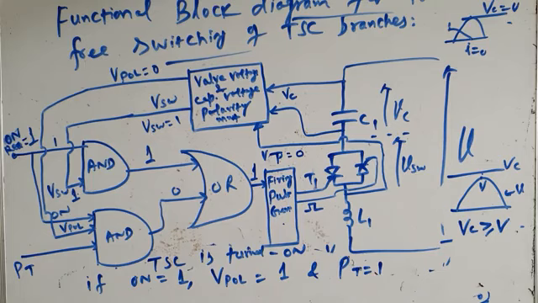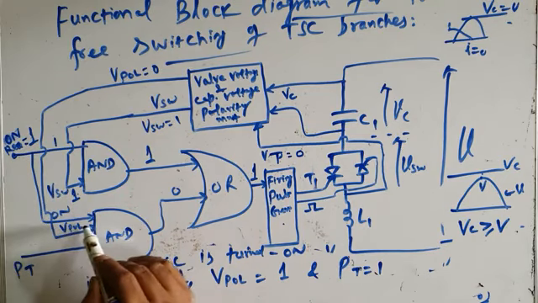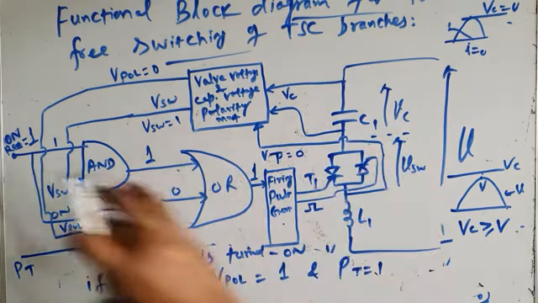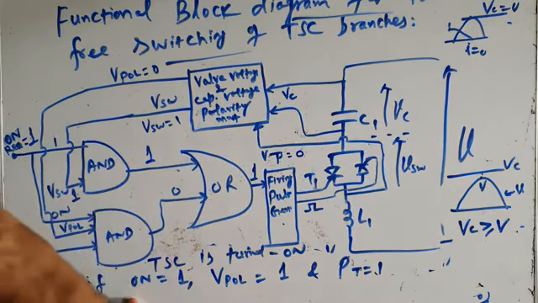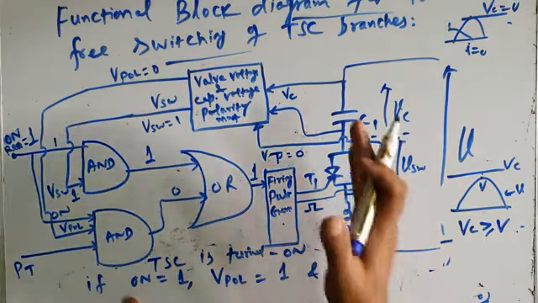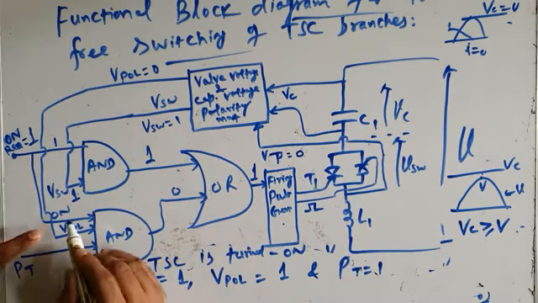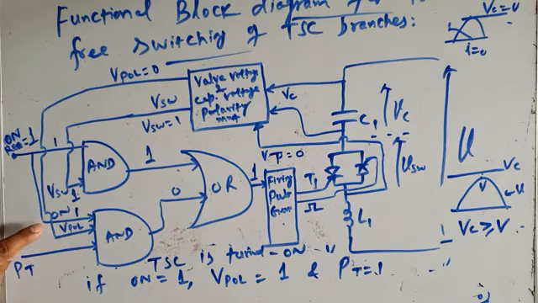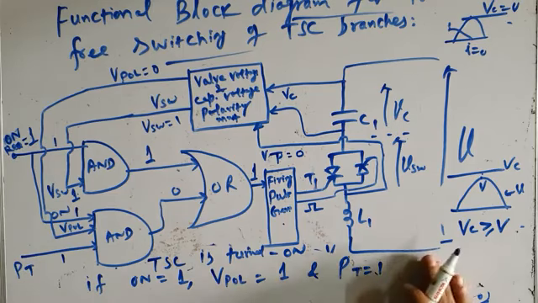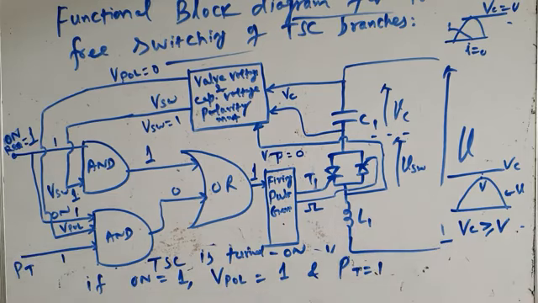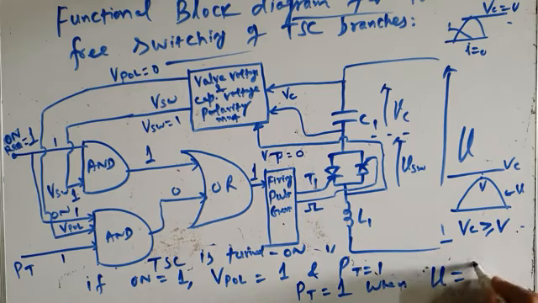Okay. Now on request is already 1. That means there is a request from the other block that please turn on this switch in this TSC branch for reactive power compensation. So the first signal on is 1. So this input is 1. Then the second input VPOL, third input PT should also be equal to 1. PT equal to 1 means that the applied voltage has reached its peak. So PT is equal to 1 when the instantaneous value of this bus voltage is equal to peak voltage.